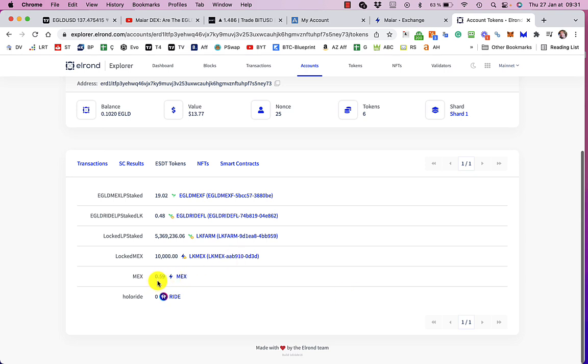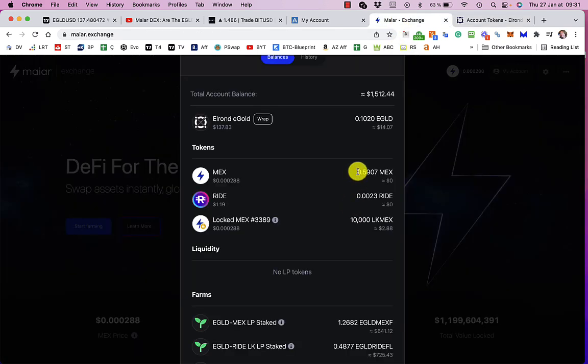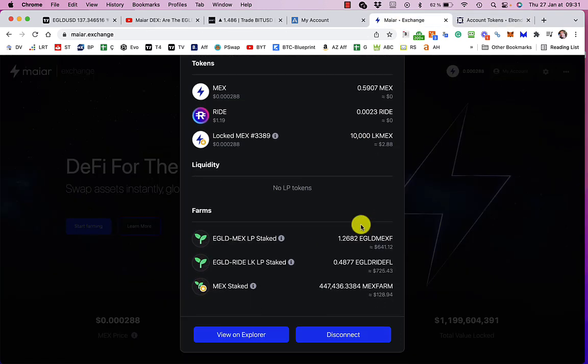So let's look at the amount of MEX first of all. So it says 0.59 MEX. Does that tally with what I've got here? Okay, so that's the amount of MEX there. Okay, so that makes sense. Okay, so the ride should be 0.0023. Let's just check that. Okay, ride, it says 0 there. Then it says things like EGLD MEX LP staked 19.02. So EGLD MEX staked. Yeah, I can't see what those figures mean.